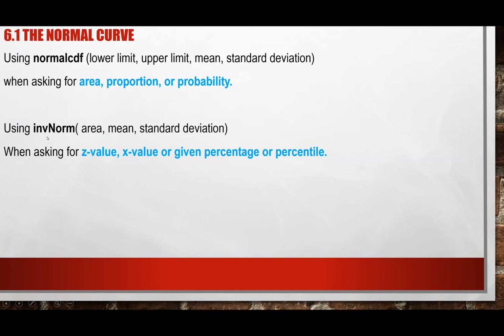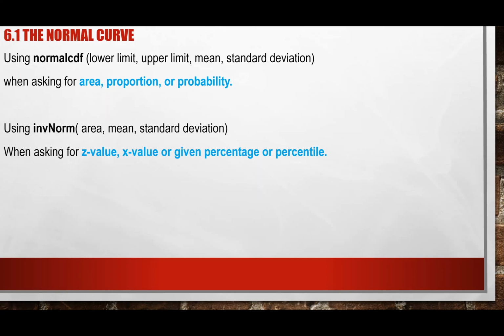And we use the inverse norm when they ask you for the z-score, find the z-score or find the x value, or if they give you the percentage, then that's when you use the inverse norm, okay? Or if they give you the percentile, which you will see later. So this is basically the two different items to use, or how to determine whether we use the normal CDF or the inverse norm.